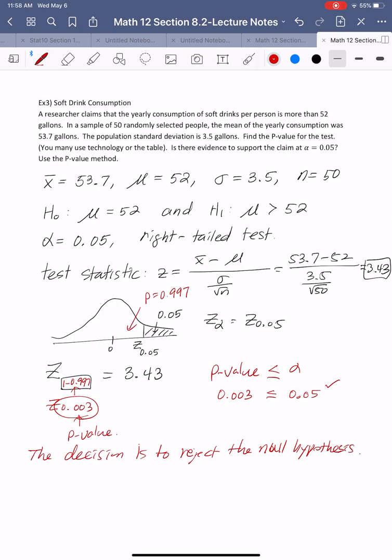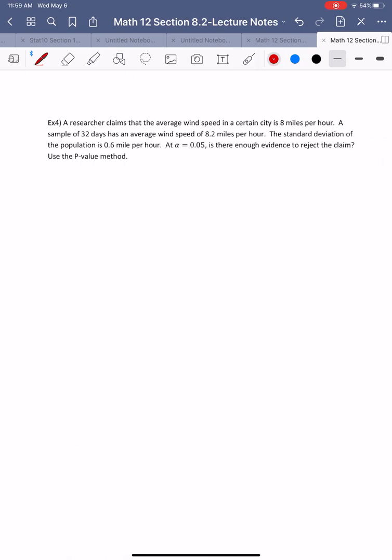So even though there's no significance level given, the p-value is so small, so the sample is significantly different. So how do you conclude that? There is sufficient evidence to support the researchers' claim. So what was the claim? The yearly consumption of soft drinks per person is more than 52 gallons. So people drink more than 52 gallons a year. Oh, that's a lot, right? Okay, let's go to the next problem.